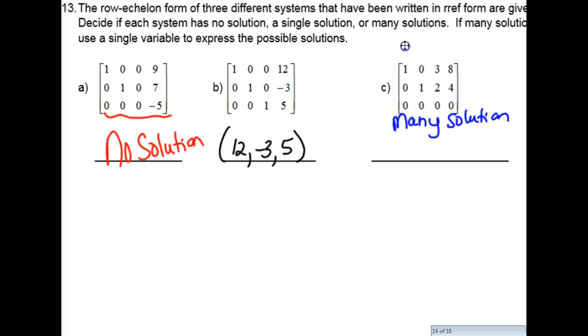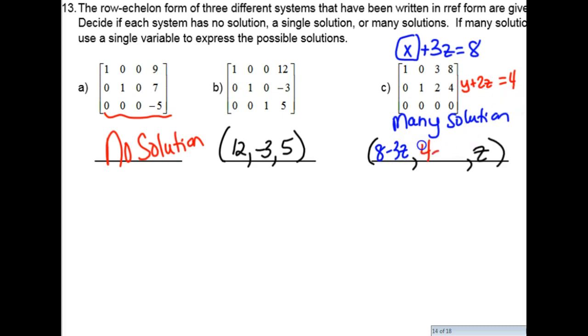So like right here, this does x plus 3z equals 8. And then this one right here says y plus 2z equals 4. So when I go to write my ordered triple, I'm just going to let z be z. But x, if you solved for that, you'd subtract the 3z over. It would be 8 minus 3z, or negative 3z plus 8. And then for y, you're going to subtract the 2z over and get 4 minus 2z, or of course negative 2z plus 4.